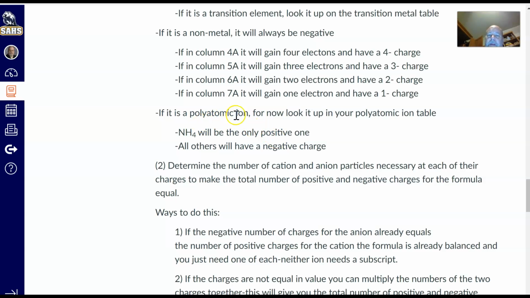If it's a polyatomic ion, for now, look it up in your polyatomic ion table, although honor students should be memorizing these. NH4 will be the only positive one. All others will have a negative charge. So for all of these, I'm going to first write out the charges.